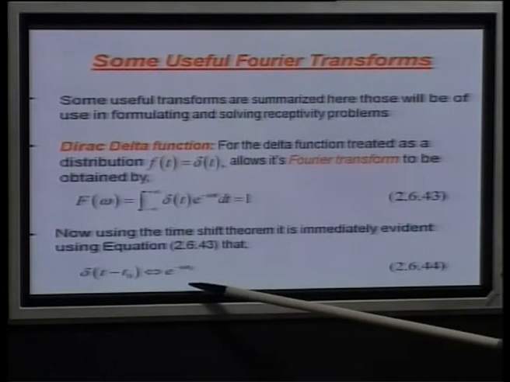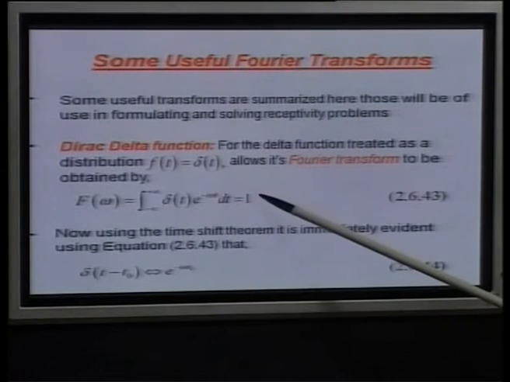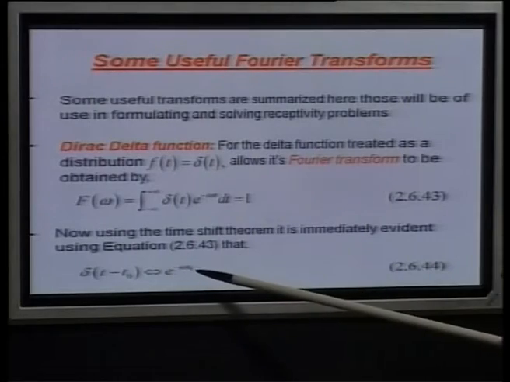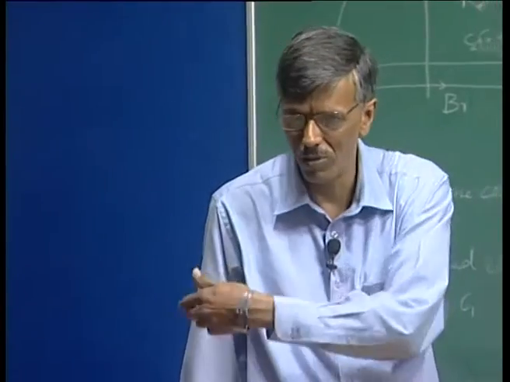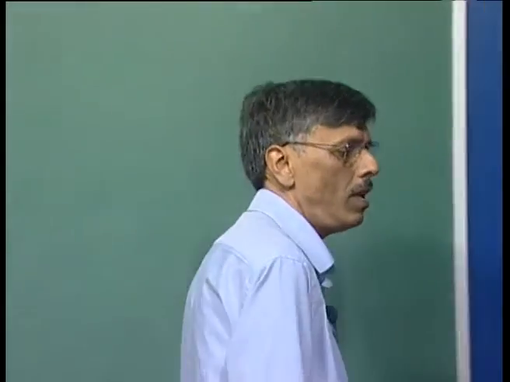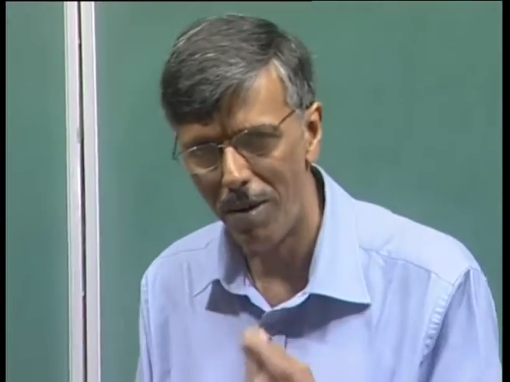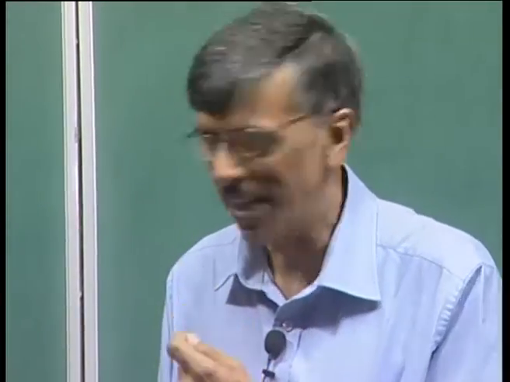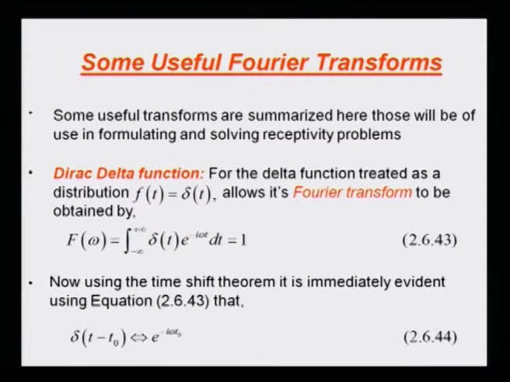The corresponding transform, instead of 1, will become e to the power minus i omega t naught. This is what we have just written down. So, you can see that we can talk about a dynamical system where the delta functions are not applied once, but in a sequence, and then we can add all of them up, and we know their transforms as given by this theory.